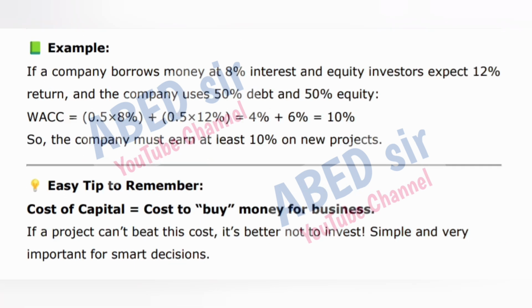Example. If a company borrows money at 8% interest and equity investors expect 12% return, and the company uses 50% debt and 50% equity, WACC is equal to 0.5 times 8% plus 0.5 times 12%, which is equal to 4% plus 6%, which equals 10%. So, the company must earn at least 10% on new projects.